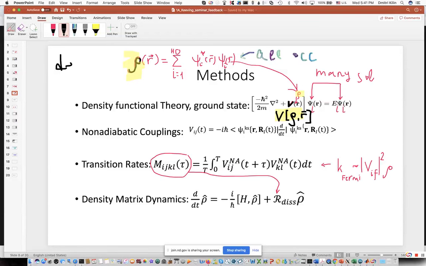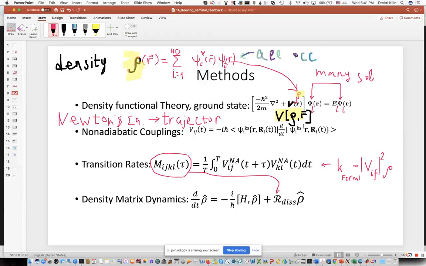Okay, so after I calculate all my energy and position expectation values with density functional theory and VASP, I use my non-adiabatic couplings to see how my expectation values are changing with time. Right. So that's that.